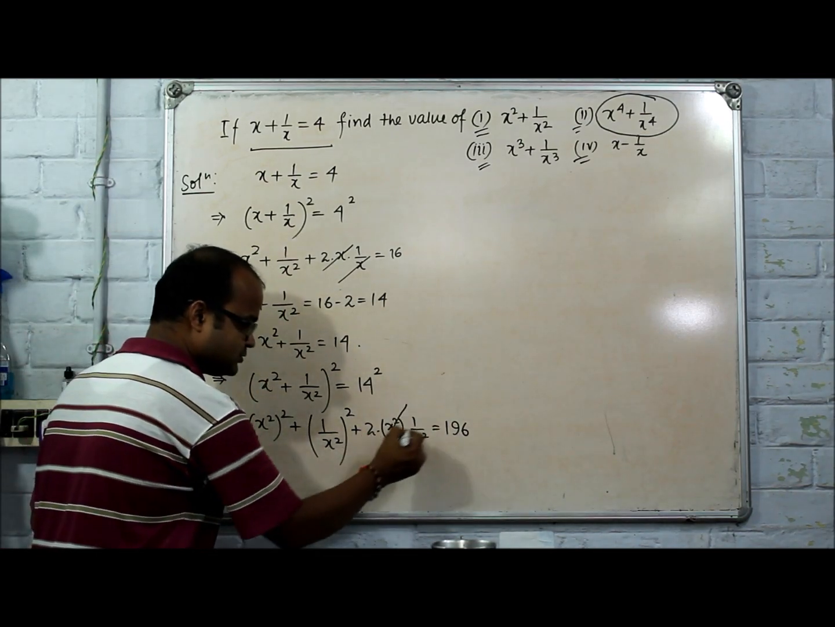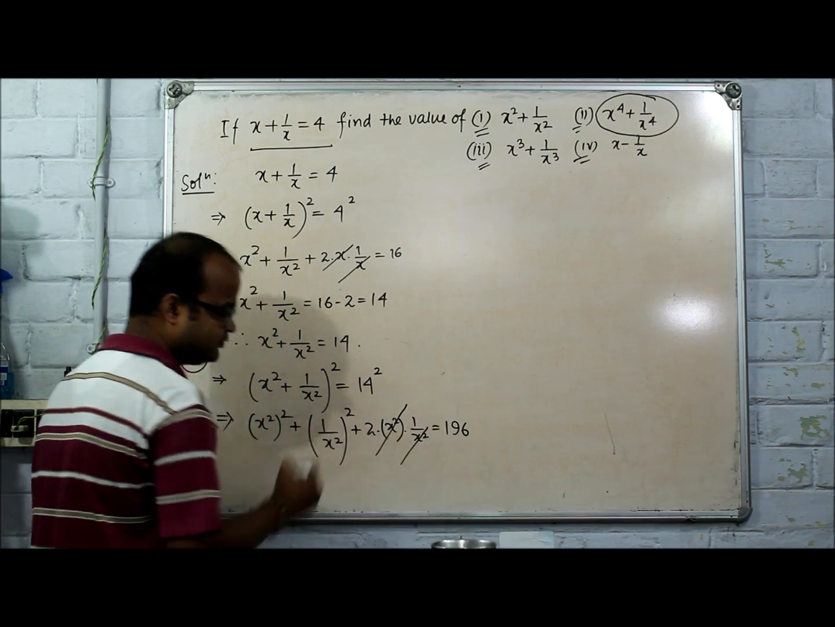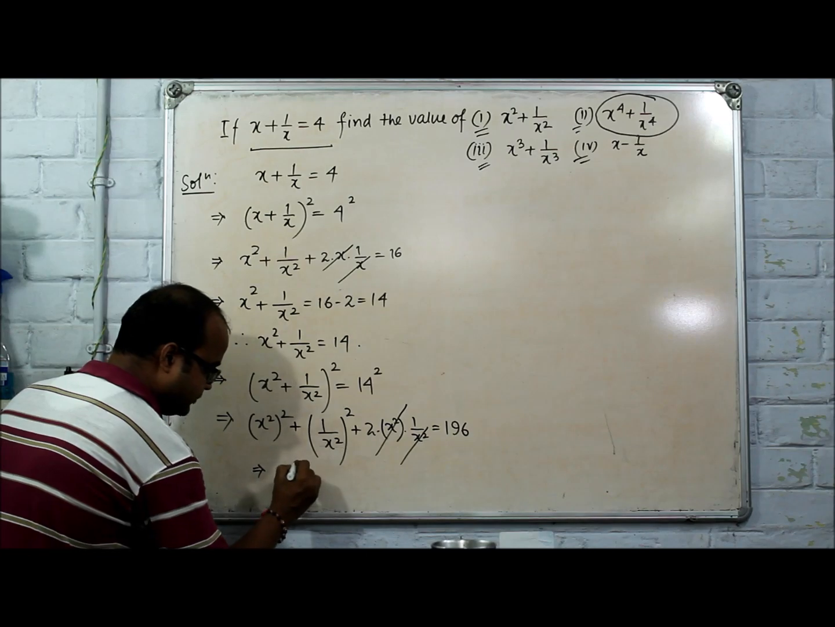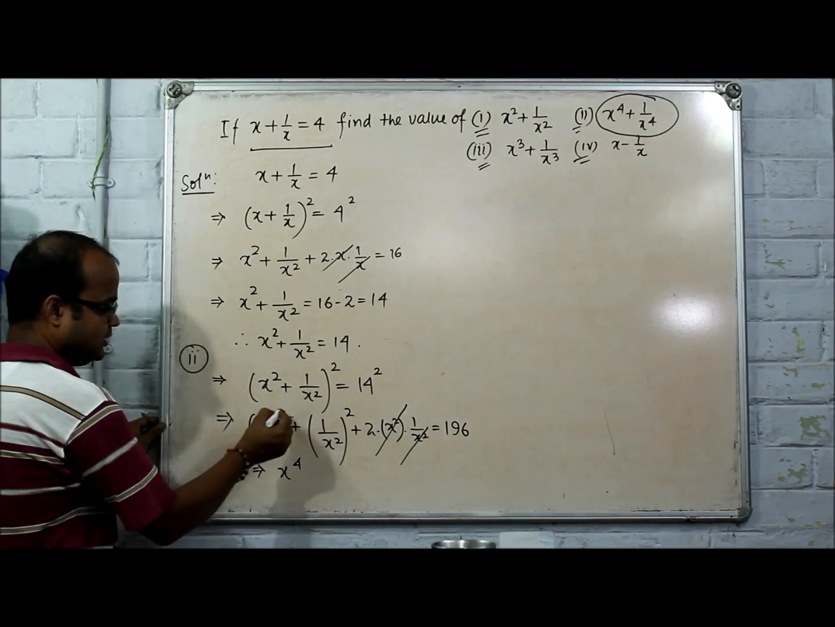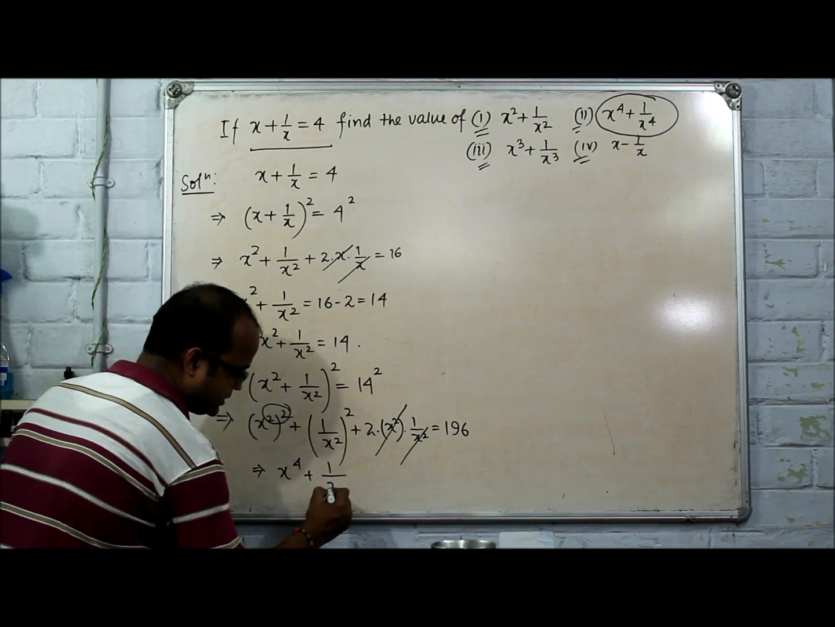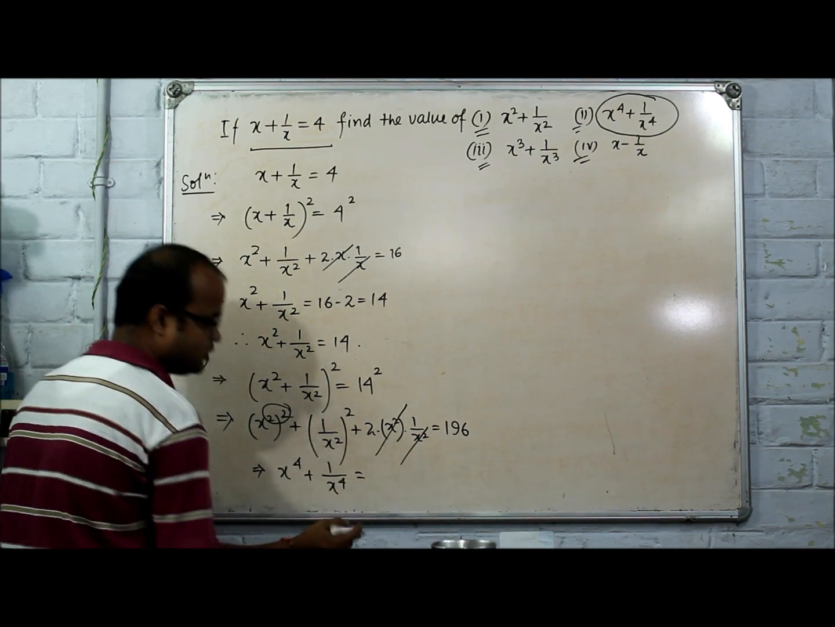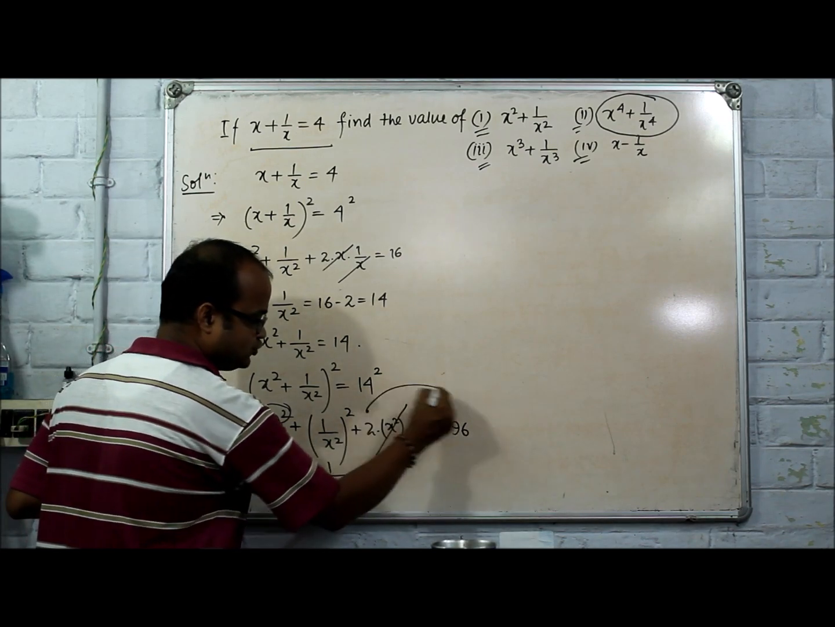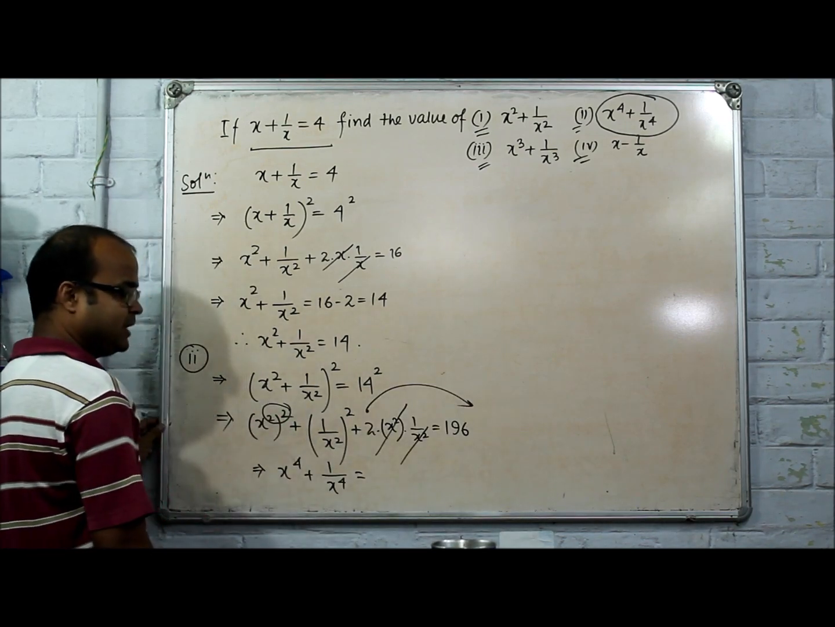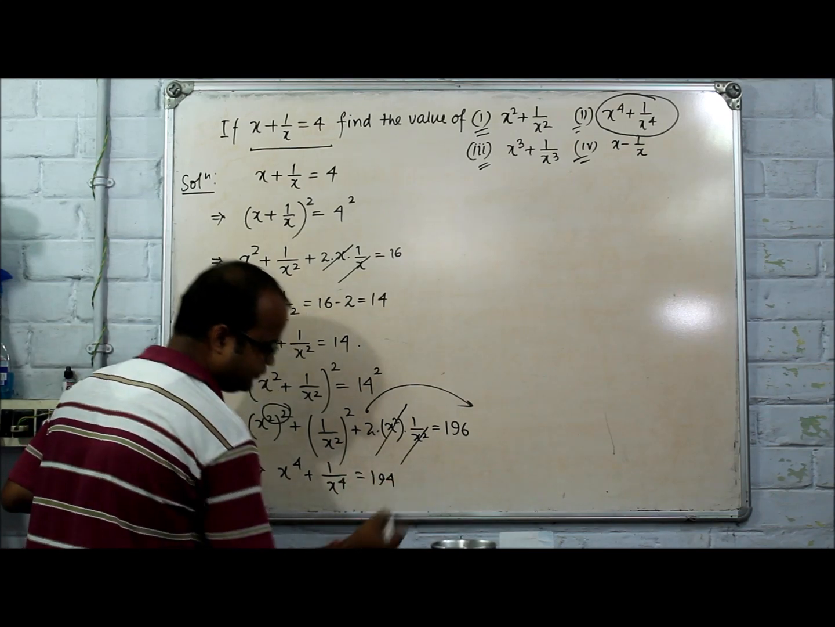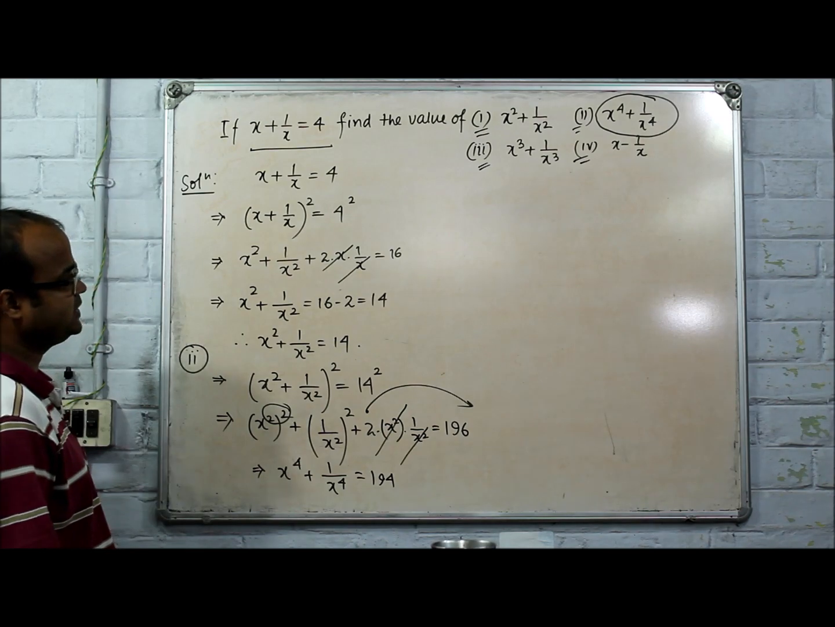14 square is equal to 196. Now see, this x square and x square will get cancelled. So we will get x to the power 4 plus 1 by x to the power 4 plus 2 is equal to 196. If you take this 2 to the other side, it will become minus 2. So 196 minus 2 is equal to 194. So this is the second part.